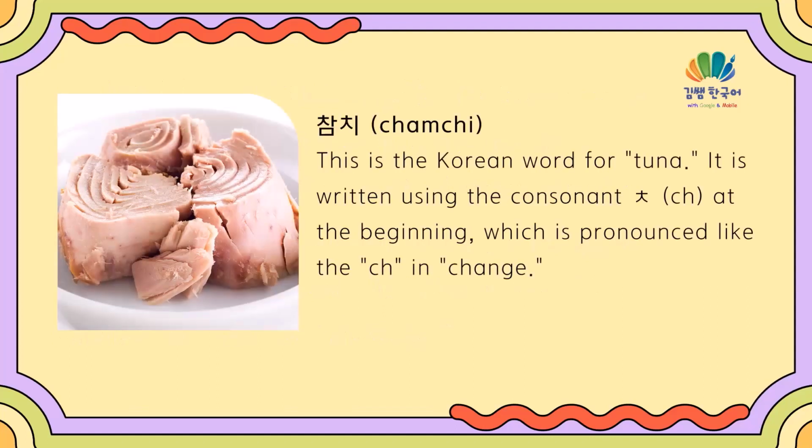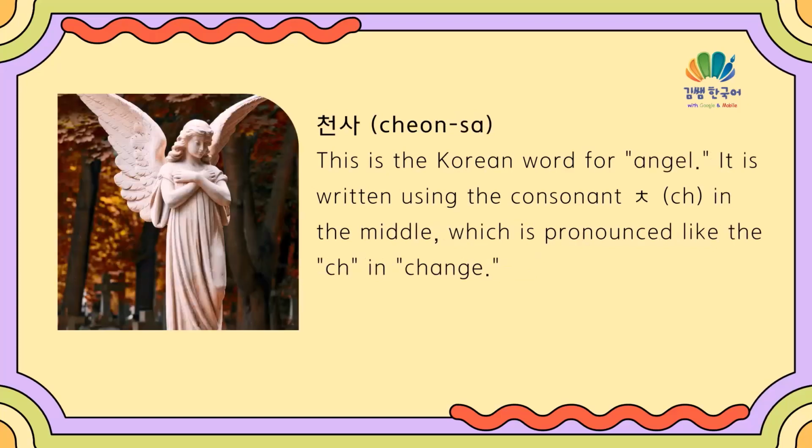참치. This is the Korean word for tuna. It is written using the consonant 치읒, ch, at the beginning, which is pronounced like the ch in change. 천사. This is the Korean word for angel. It is written using the consonant 치읒, ch, at the beginning, which is pronounced like the ch in change.